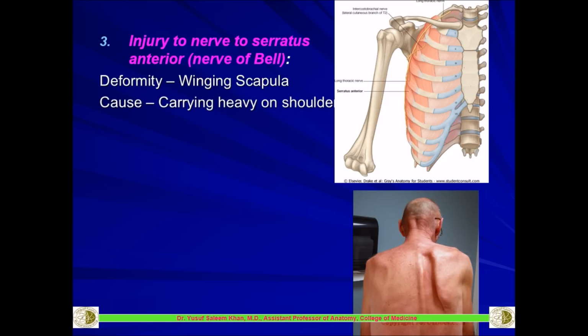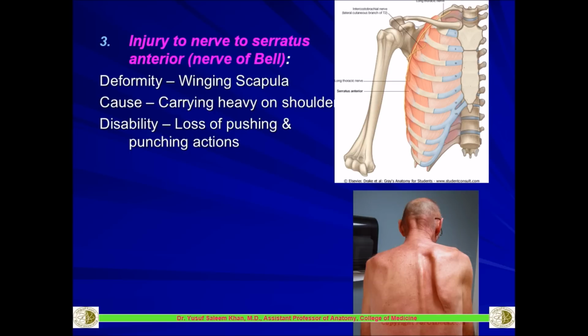This usually happens because of carrying heavy loads on the shoulder, that leads to injury to the nerve to serratus anterior, because the origin of this nerve is in the neck. So if you're carrying heavy loads on the shoulder, at that time it can lead to injury to the nerve.